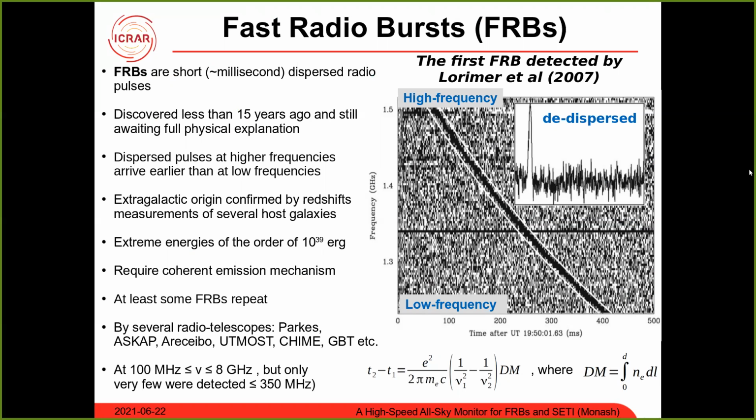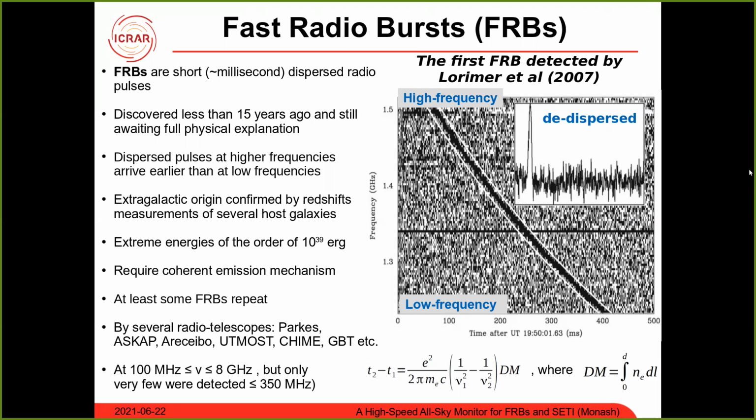The time difference between arrival at high and low frequency is given by this equation at the bottom, and it's proportional to DM. DM is the dispersion measure, and this is an integral of the electron density along the line of sight between us and the FRB. As you can see, they were discovered quite recently, so not surprisingly, they still require full physical explanation, and they are still relatively unknown objects.